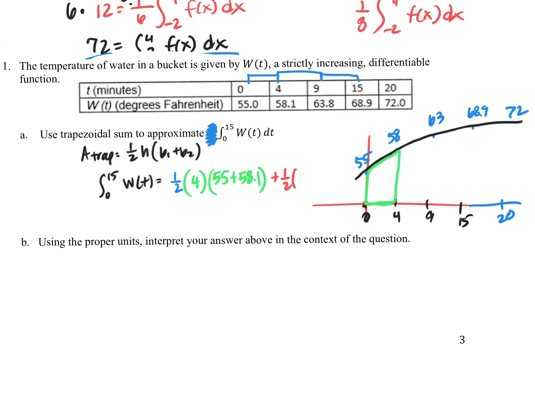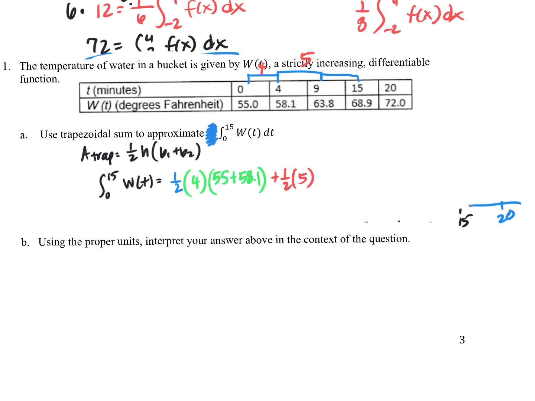Okay, 1/2. You're saying this was 4, so this is 5 here. What are the bases of this trapezoid now? Nice. Yes, so I'm going to get rid of this guy now because it's going to make me weep. So, okay. You're saying 58.1 and 63.8. Did we use this 58.1 twice? Yeah, and we do that in trapezoidal rule.